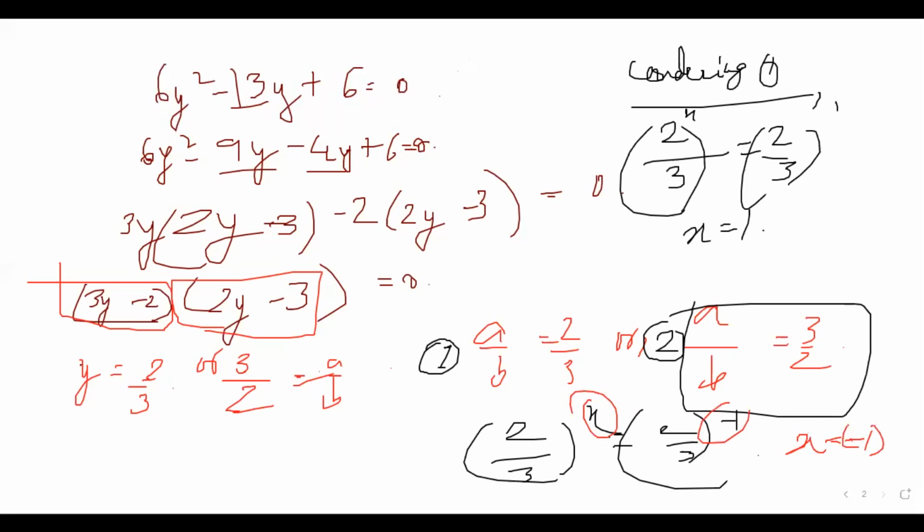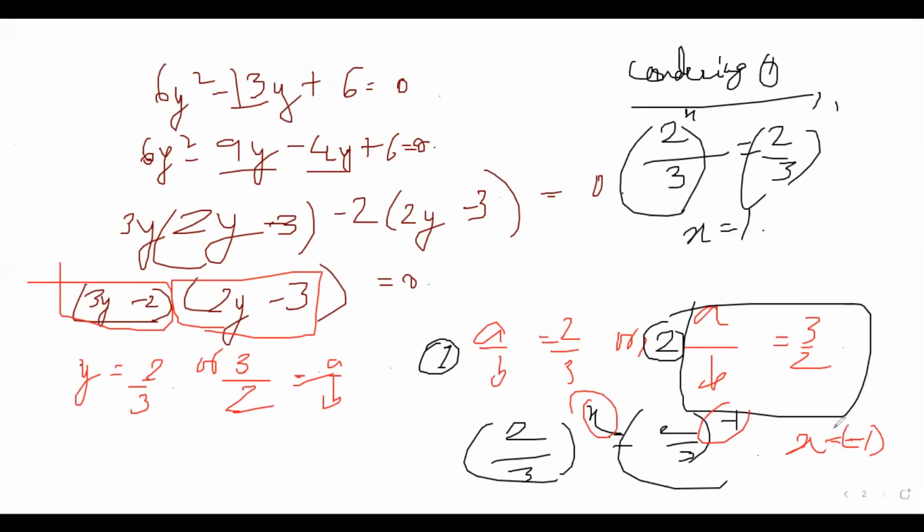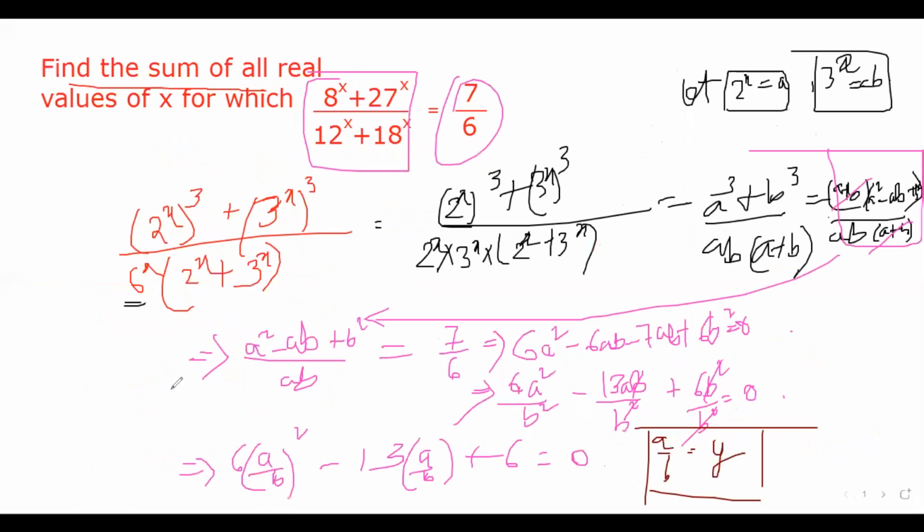Okay, so now what was the question given? Find the sum of all real values of x for which this equation is satisfied. So we have got two values of x, that is plus 1 and minus 1. Now the sum of these two values, that is 1 plus minus 1, what is that? 0. So the answer to the question will be 0. This is a very interesting and also popular question.